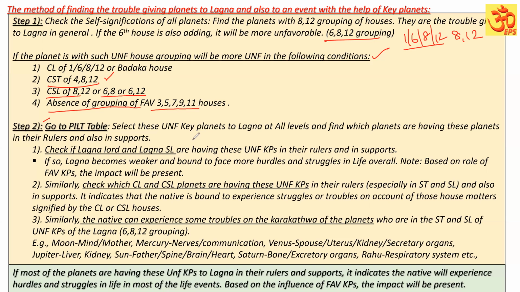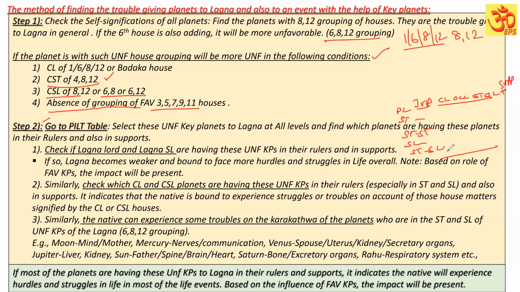In the PILT table, we will have all 9 planets, wherein for each planet, suppose you take Jupiter, the star lord, the star lord of the star lord, the sublord, the star lord of the sublord, all 5 levels for each planet will be there. Their self-signification will be there, because CL, OC, CST and CSL, all the rulers of your planet will be given. And apart from that, all planets which are in supports, Rasi Lord, conjunction, aspect, everything. First Rasi Lord will be there, then all support planets will be there.